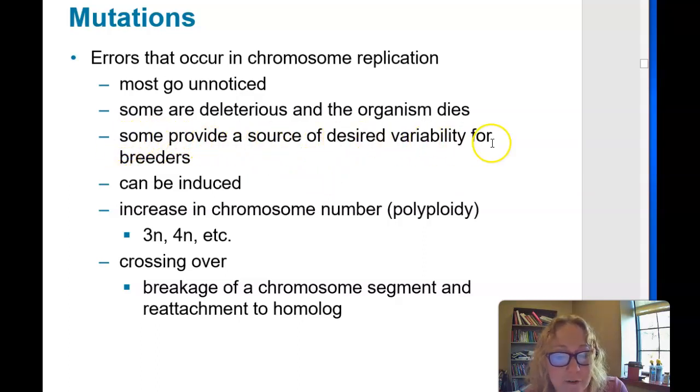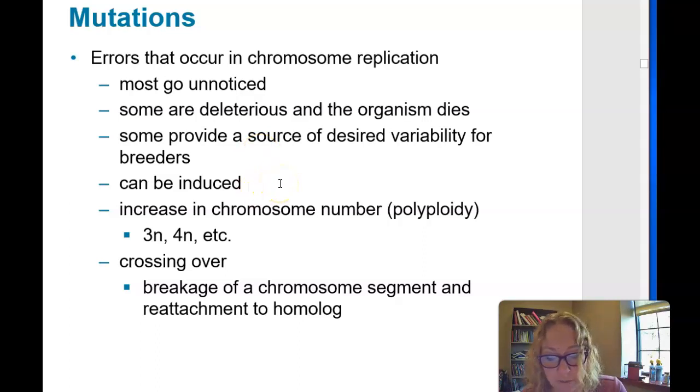Some provide a source of desired variability for breeders. So all of a sudden something becomes insect resistant, or something becomes resistant to a disease. We love those. Or something becomes an interesting color, or does something unique. We really like that. So we're going to backcross it. That's where propagation comes in. Then we can just cross that one over and over with itself.